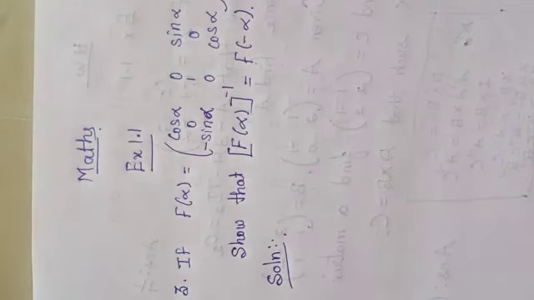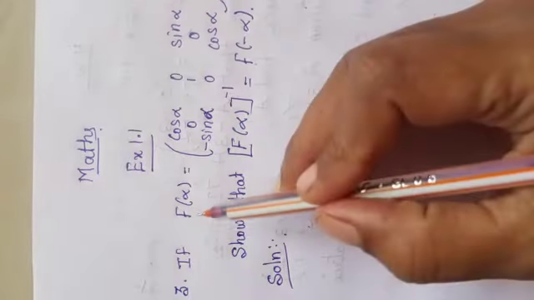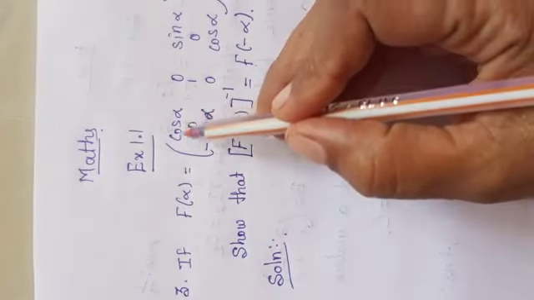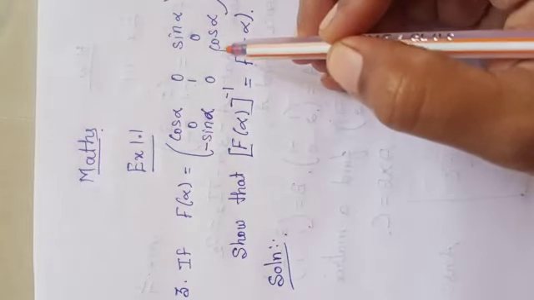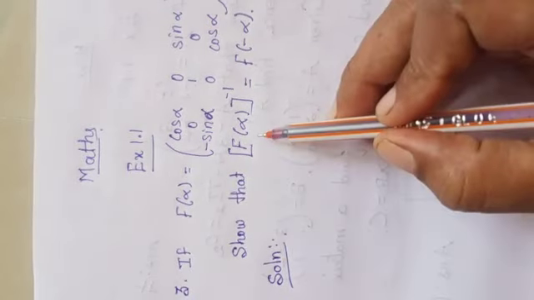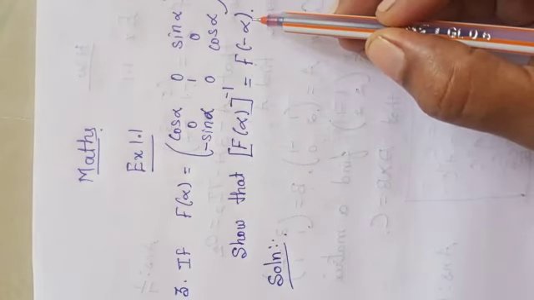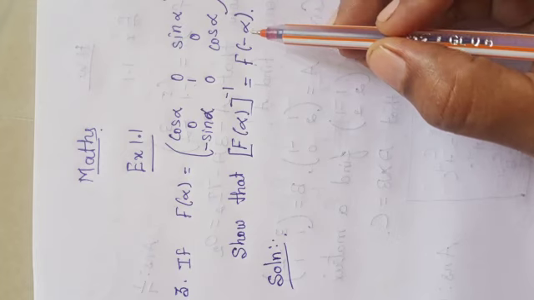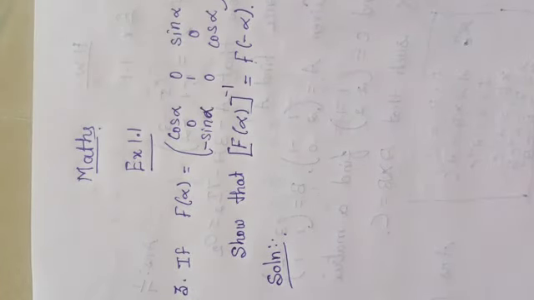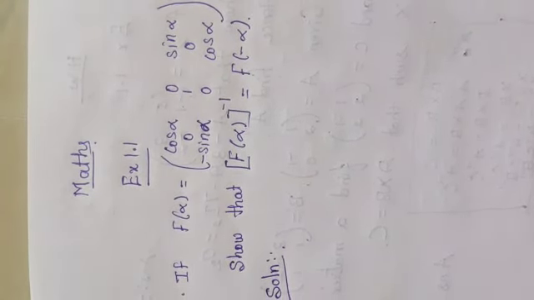See, exercise 1.1, problem number 3. If f of alpha is a 3 by 3 matrix given, we need to show that f of alpha the whole inverse is equal to f of minus alpha. I hope we have almost completed this exercise. Only 3 problems are left: problem number 3, then problem number 11 and problem number 50. We will try to complete these problems today.